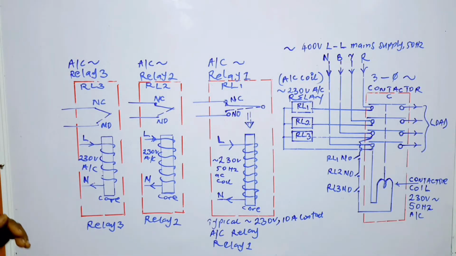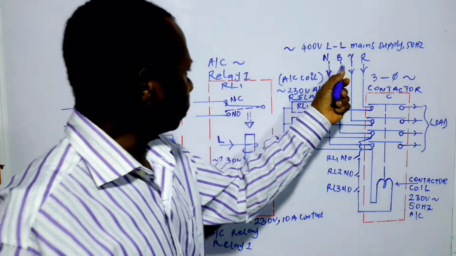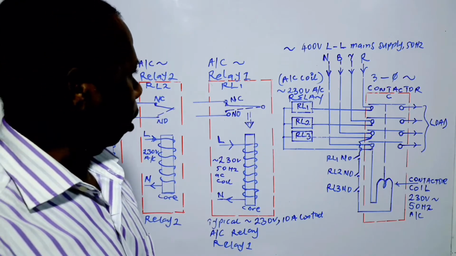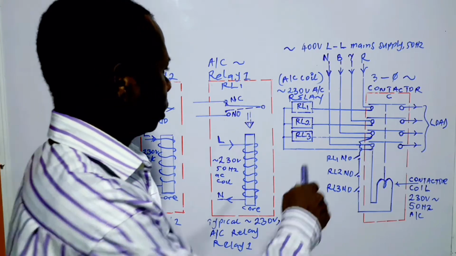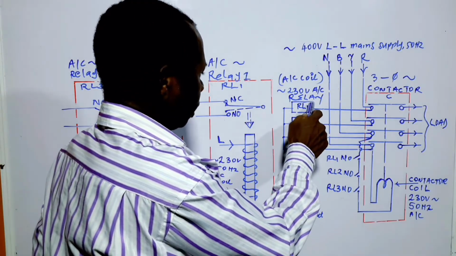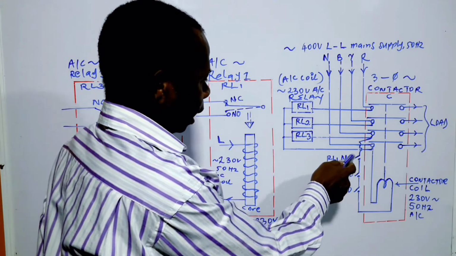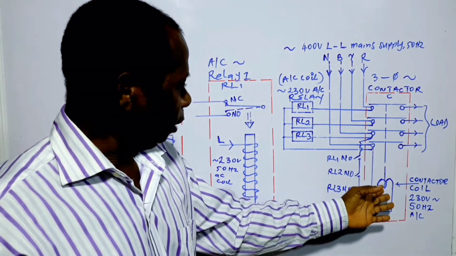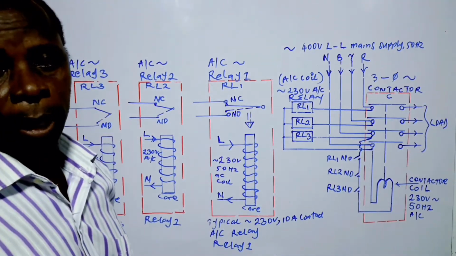Now, how does the system work? Supposing one of the phases is lost, let's say the red phase is missing, this relay gets de-energized and this contact will open. When this contact opens, the contactor gets de-energized and there is no supply to the load anymore.